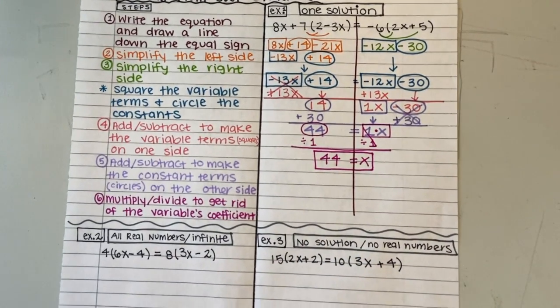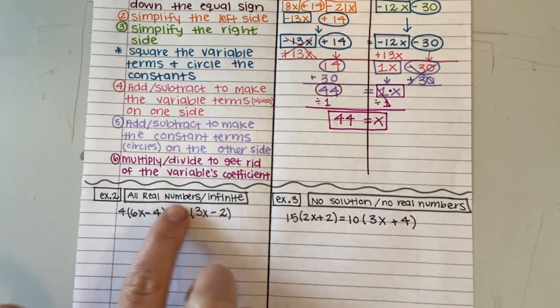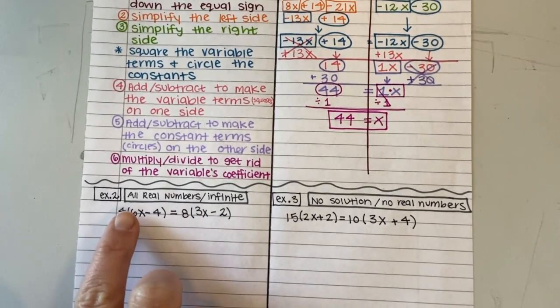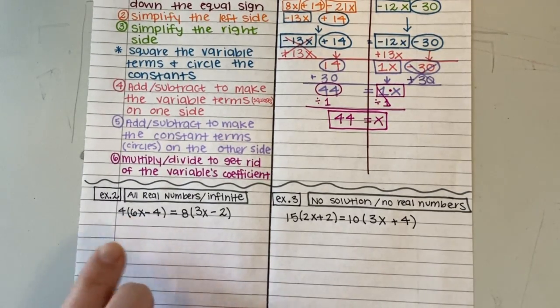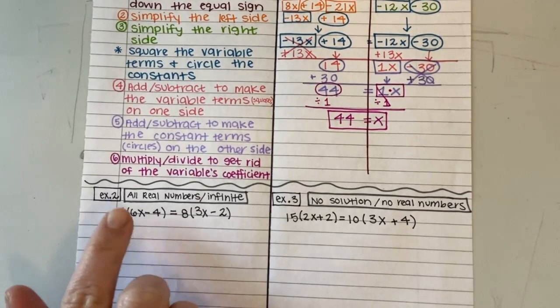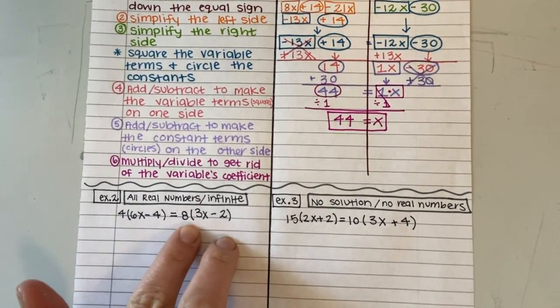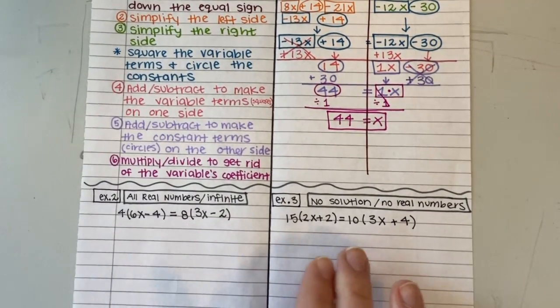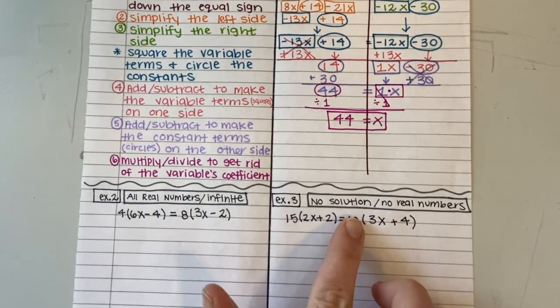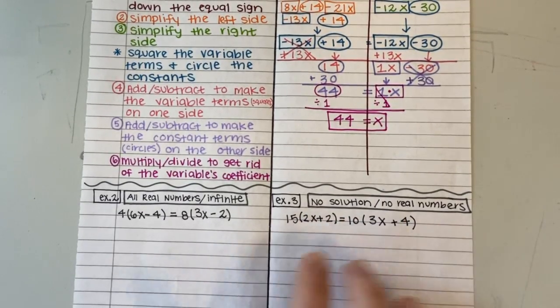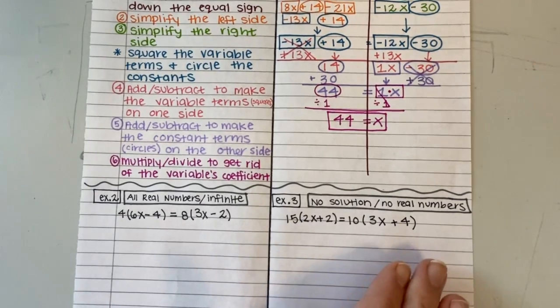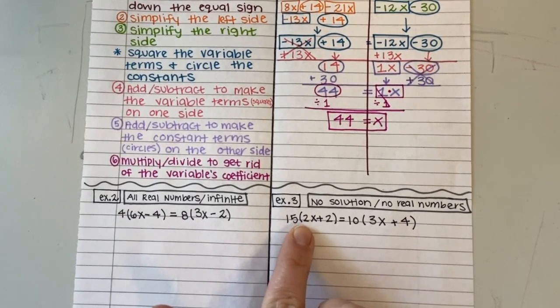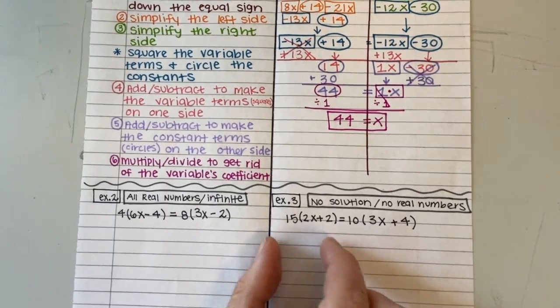I can get infinite solutions, so I can get all real numbers, which means that it doesn't matter what number I plug in for x, it's always going to equal x. So it'll make more sense once we look at it, but I can choose whatever number, and these two statements will always be equivalent. The opposite of that, we also can have no solution or no real numbers. That means that there is no number that, when plugged into this equation for x, will make this side equal to this side.